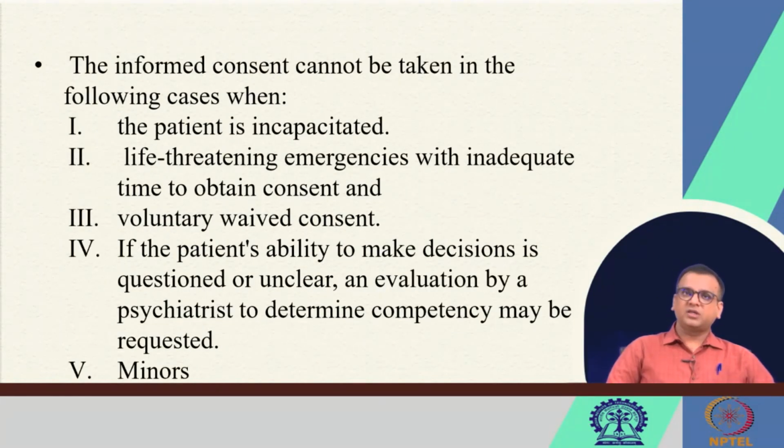Informed consent cannot be taken in the following cases: first, when the patient is incapacitated or mentally unsound. Second, life threatening emergencies with inadequate time to obtain consent. Third, voluntary waived consent. Next, if the patient's ability to make a decision is questioned or unclear, an evaluation by a psychiatrist to determine competency may be requested. And the last is minors, that is, below 12 years of age. In such cases, informed consent cannot be taken.